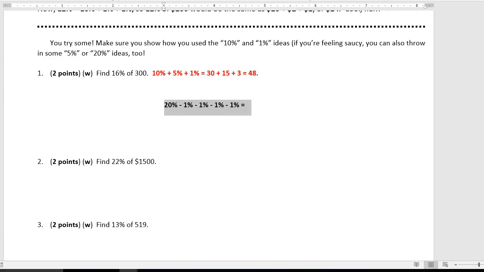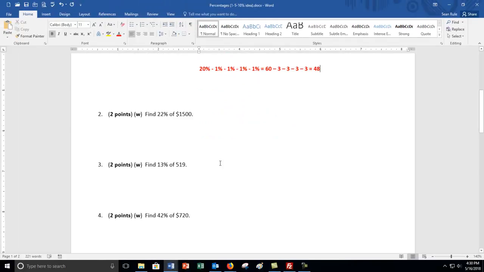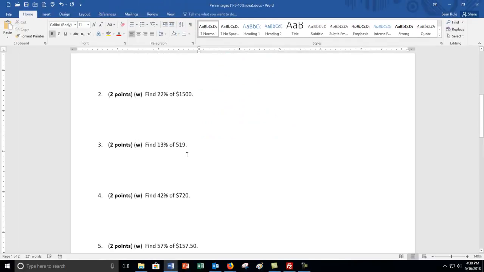So 20% is going to be twice 10%. If 10% is 30, then 20% is going to be 60. And the 1% we found above was 3. So it's going to be 60 minus 3, minus 3, minus 3, minus 3. You get 60 minus 3 is 57, minus 3 is 54, minus 3 is 51, minus 3 is 48. So there's a couple ways you can do that first one, and they're very, very similar the whole way down.